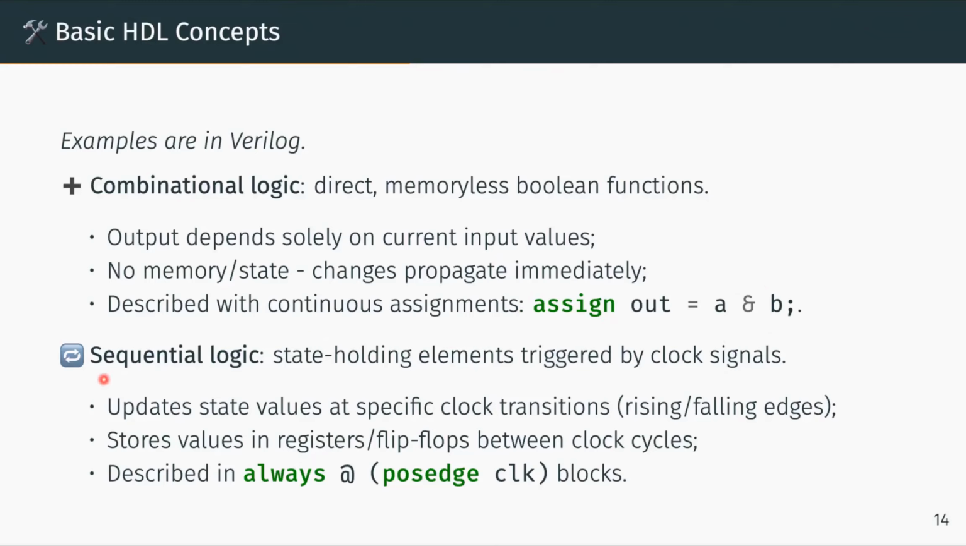And the second point is that we also have to have sequential logic. We need to hold the state, triggered by clock signals. So at specific clock transitions, like the clock's rising or falling edges, we want to update the state value so it can be kept in the register for one clock. That's important because not every logic can be represented using combinational logic. We have to do it step by step, and in those cases we have to use sequential logic. So the values are stored between clock cycles in the registers or flip-flops.